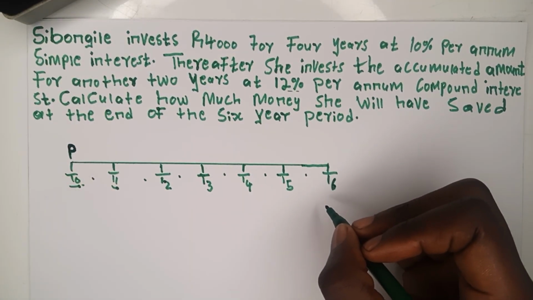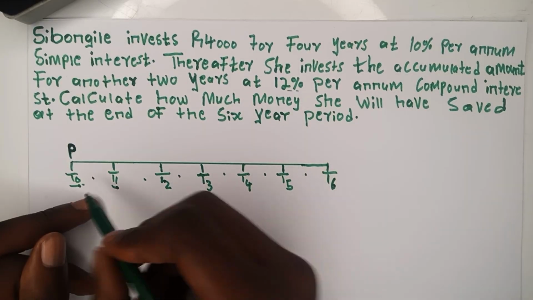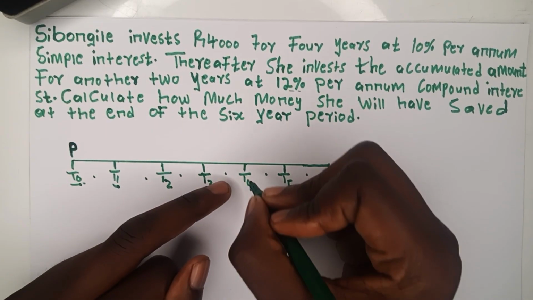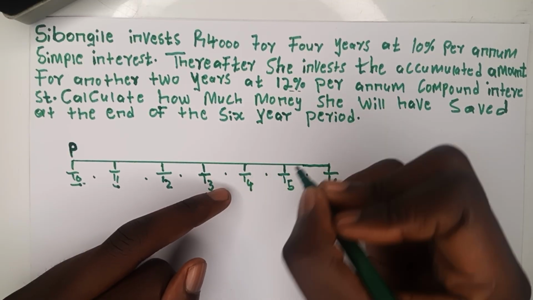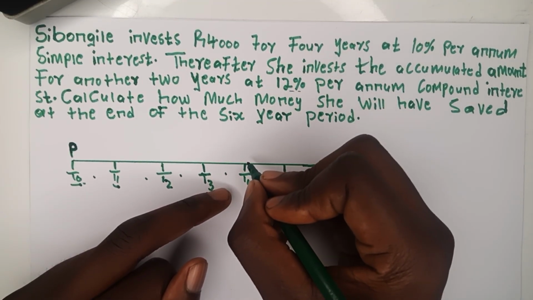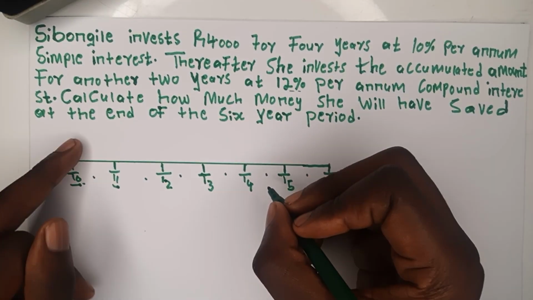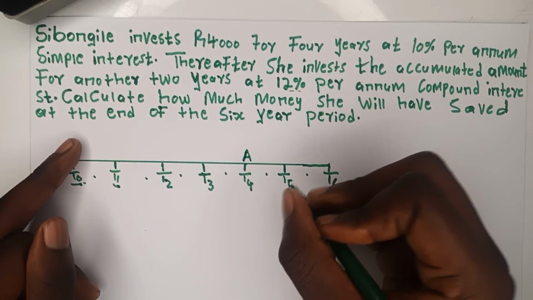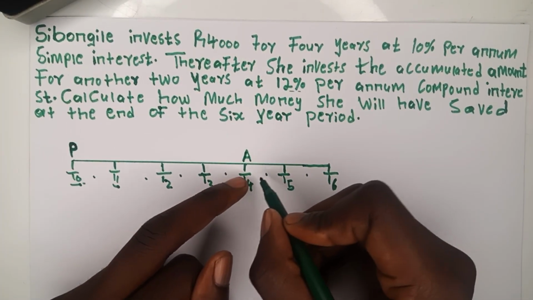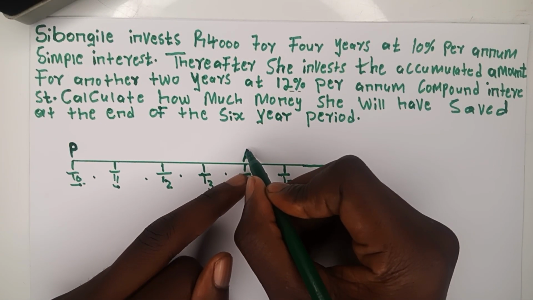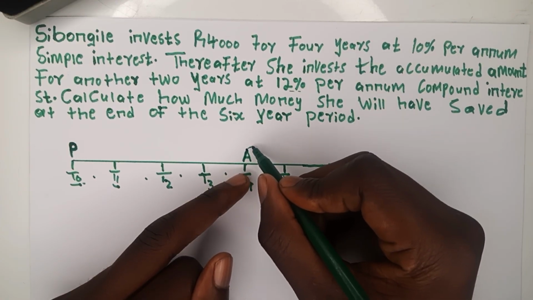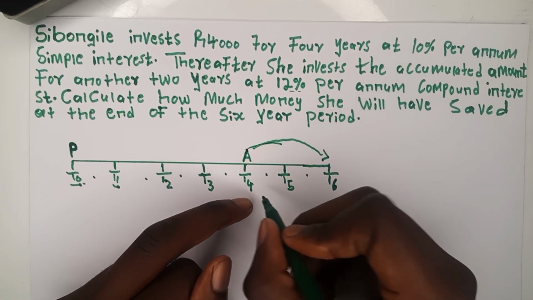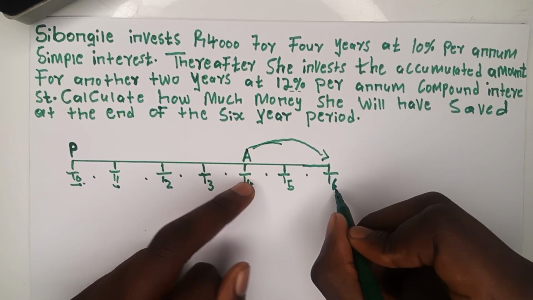And then that money grew until 1, 2, 3, 4. So at the end of the fourth year, this amount will have grown to a certain amount. Let us call it A actually. And then after the fourth year, she is going to take this amount again and invest it for the remaining 2 years, which is from the start of the fifth year to the end of the sixth year.